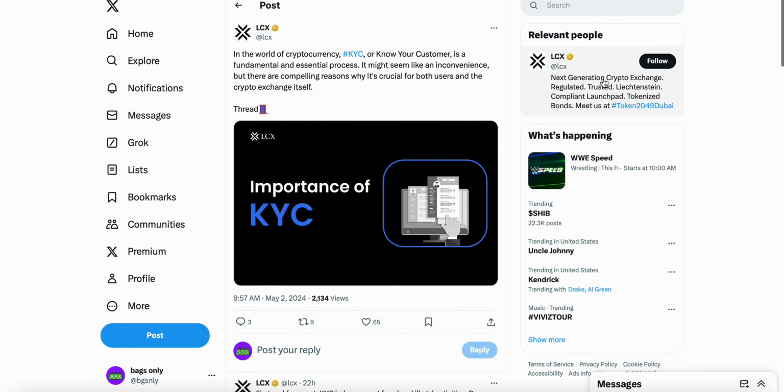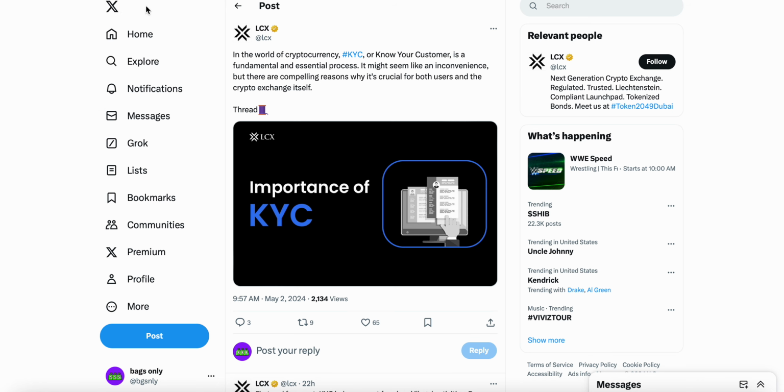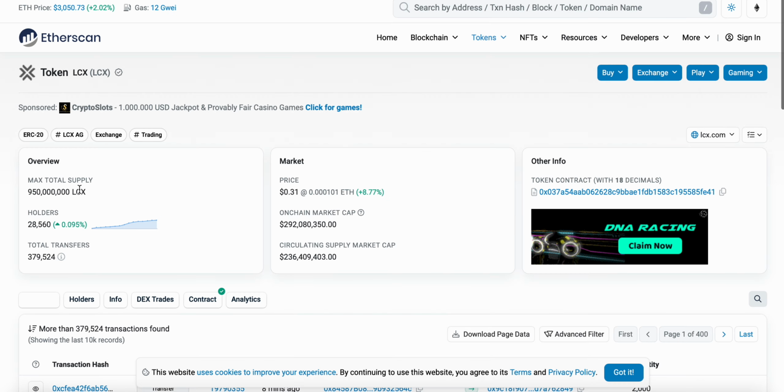But nonetheless, I definitely think there's a bunch of different avenues for LCX to continue to grow. Let me know in the comments below what you guys feel about LCX. Again, almost 30,000 holders.